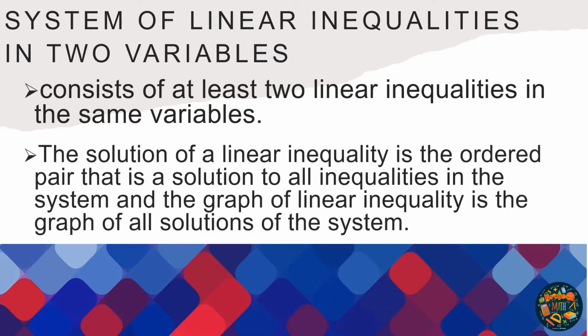And the solution of a system of linear inequalities is the ordered pair that is a solution to all inequalities in the system, meaning that the set of ordered pairs that satisfy both inequalities. And the graph of the system is the graph of all solutions of the system. So meaning in the graph, the solution can be found on the double shaded region.